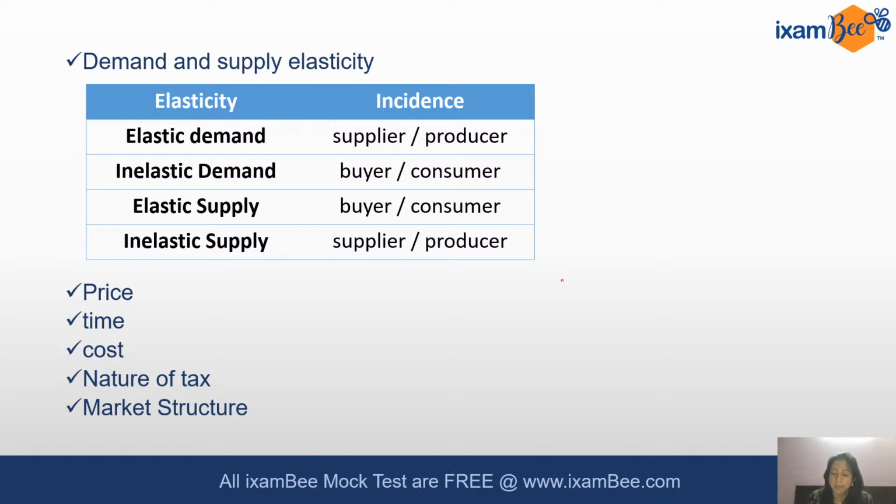And when we talk about market structure, then in a perfectly competitive market, meaning when there is perfect competition, the price won't be affected, right? And in that situation there will not be any change in the prices, and the incidence will fall ultimately upon the supplier. So from this topic alone, there can be so many questions that can be framed.